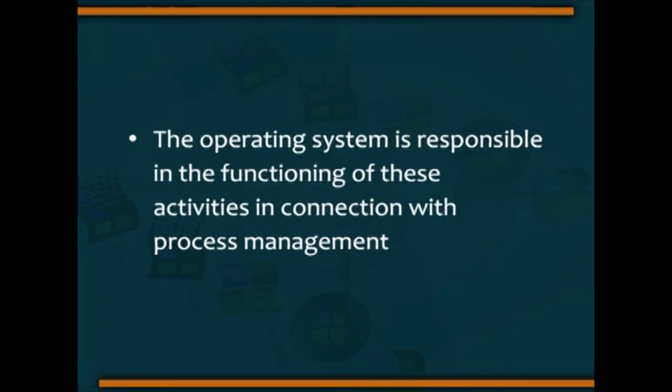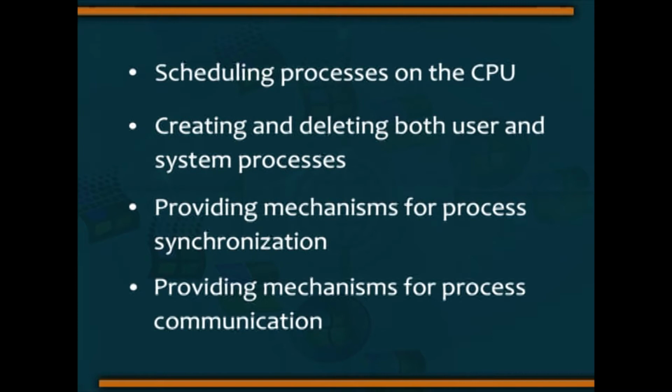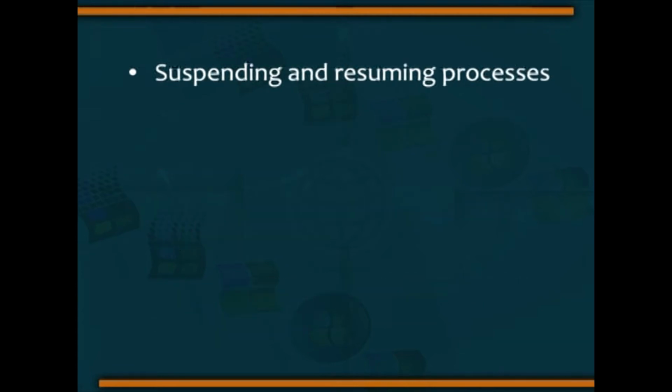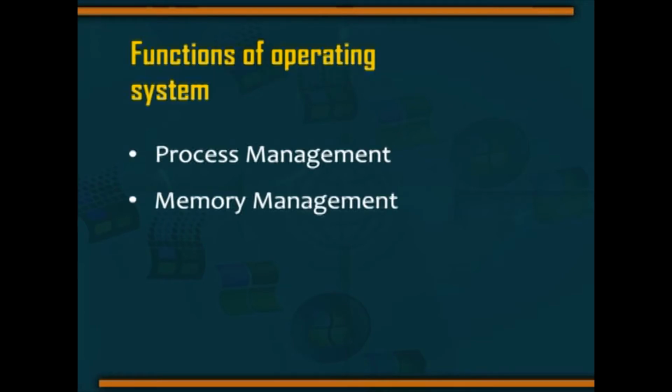The operating system is responsible in the functioning of these activities in connection with process management: scheduling processes on the CPU, creating and deleting both user and system processes, providing mechanisms for process synchronization, providing mechanism for process communication, suspending and resuming processes. Next function, memory management.